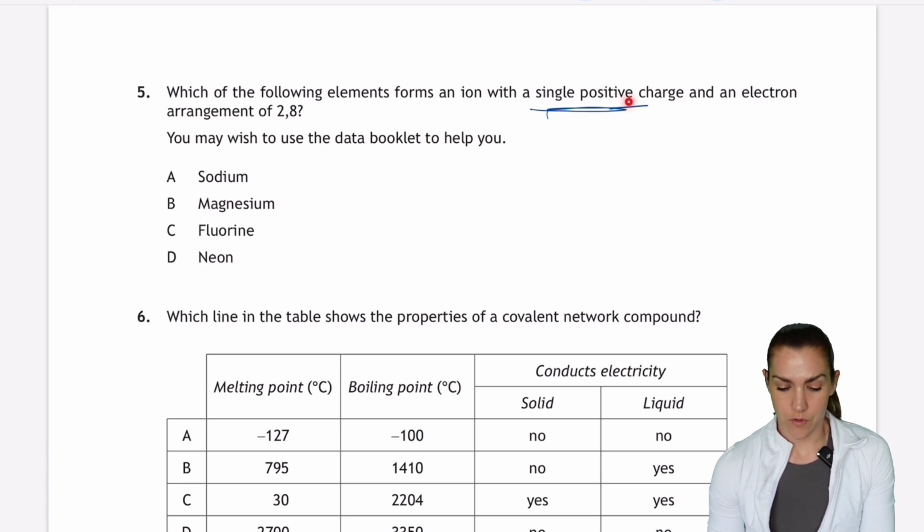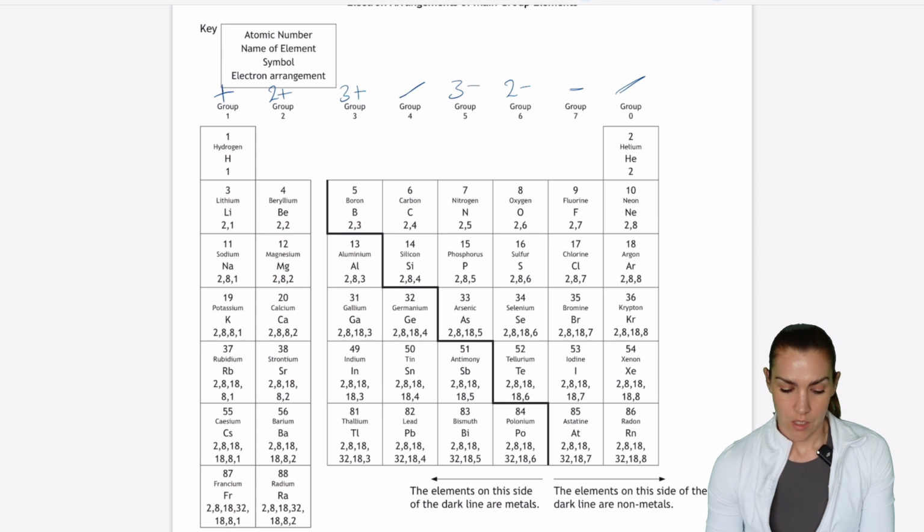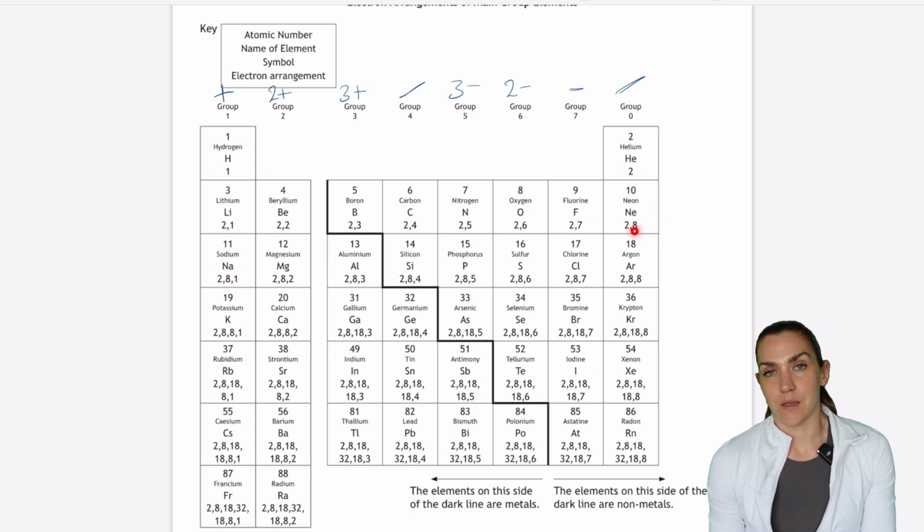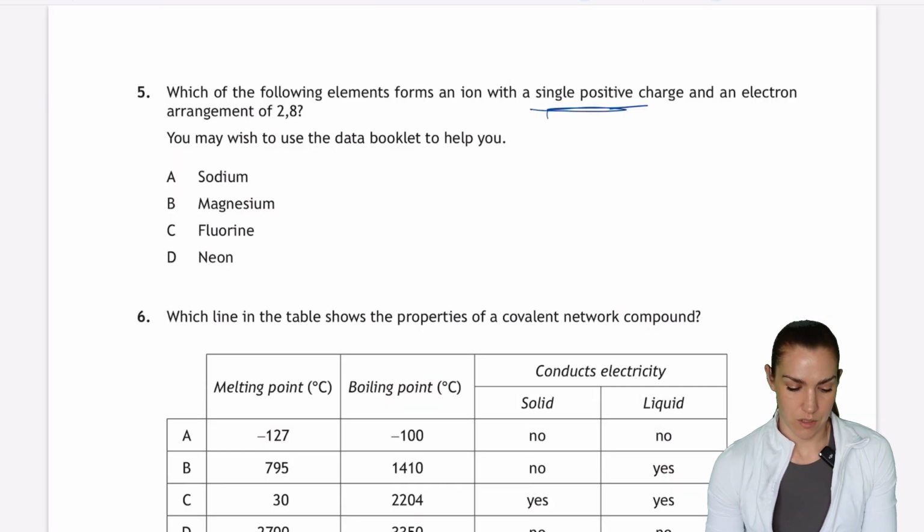Because magnesium would form a positive ion, but it would be 2 positive because it's in group 2. Because sodium has the electron arrangement 2,8,1 as an atom, it will lose that 1 electron to get a stable electron arrangement like neon, which is 2,8. By losing that 1 electron, it's going to end up as a single positive. So that's our answer there.